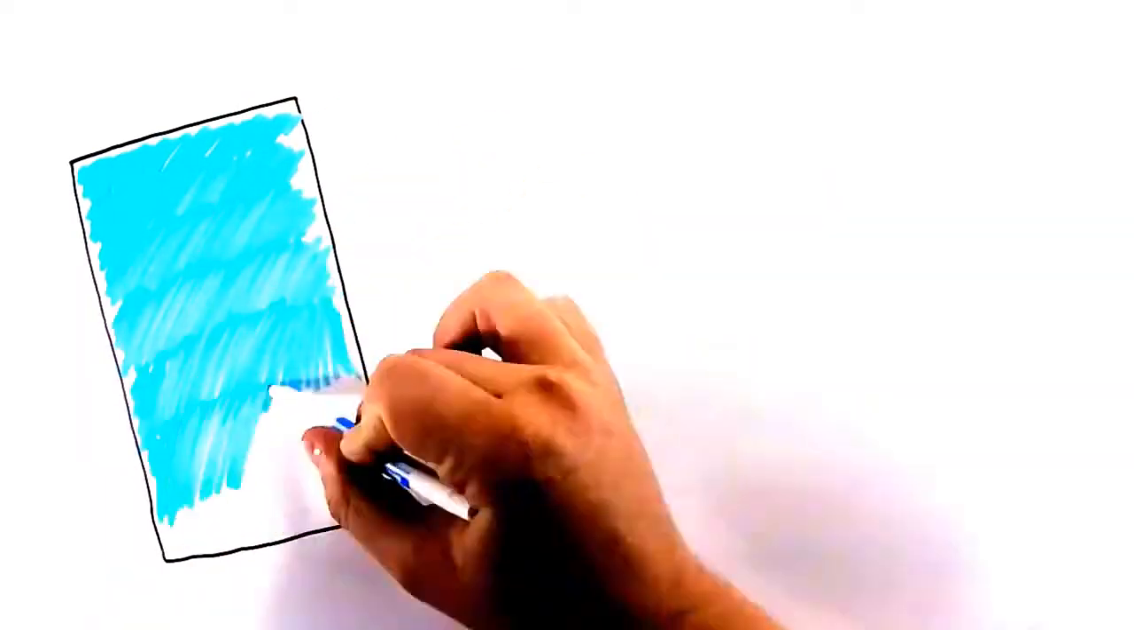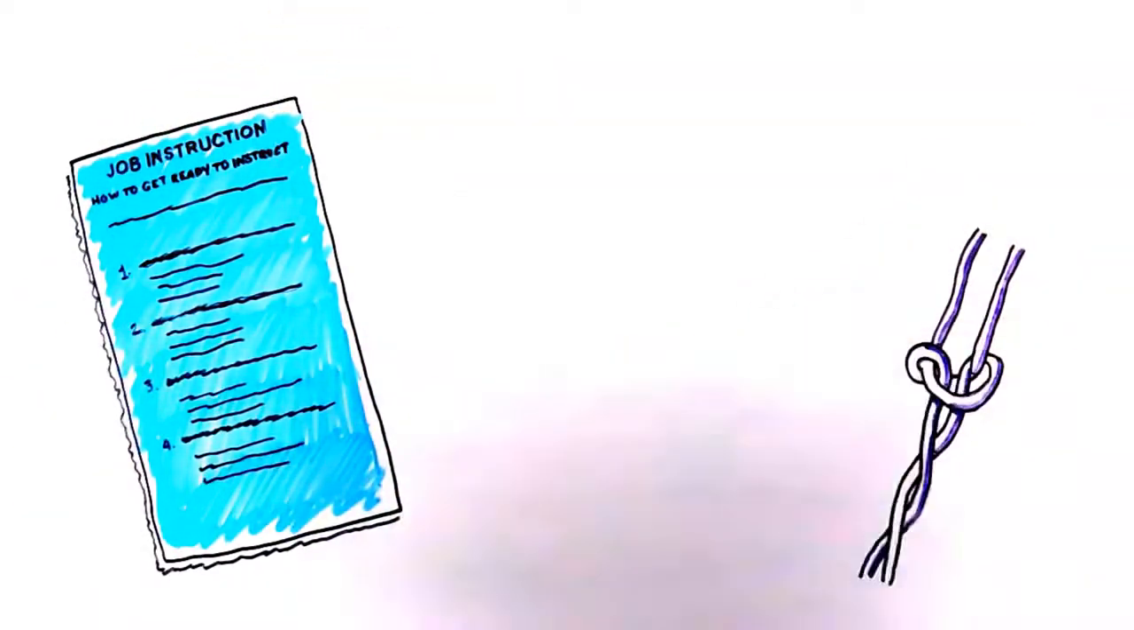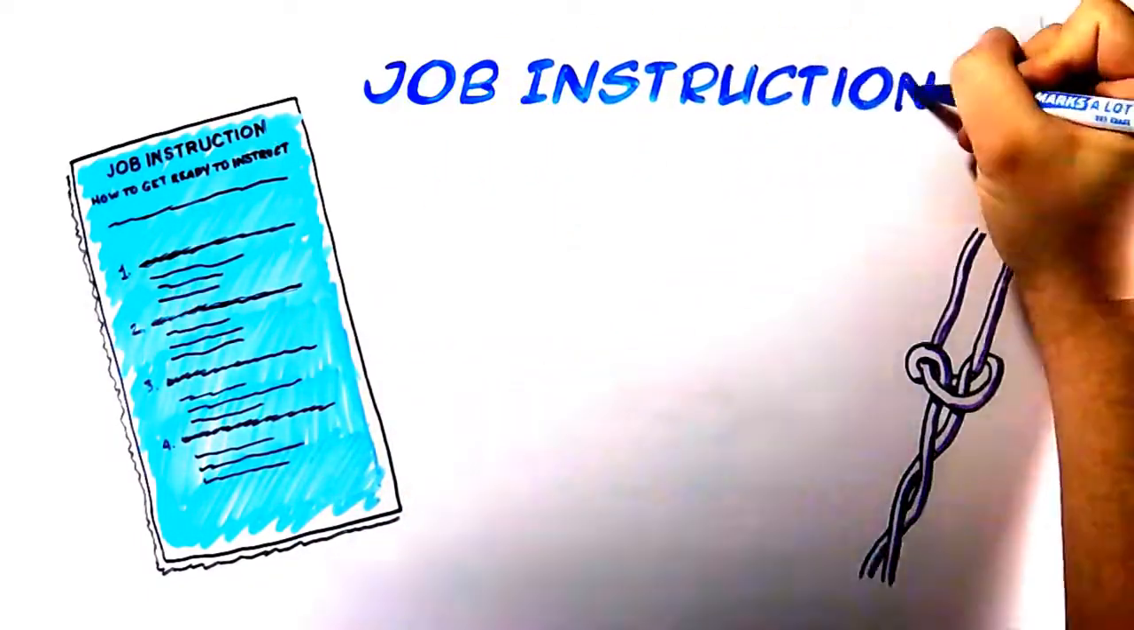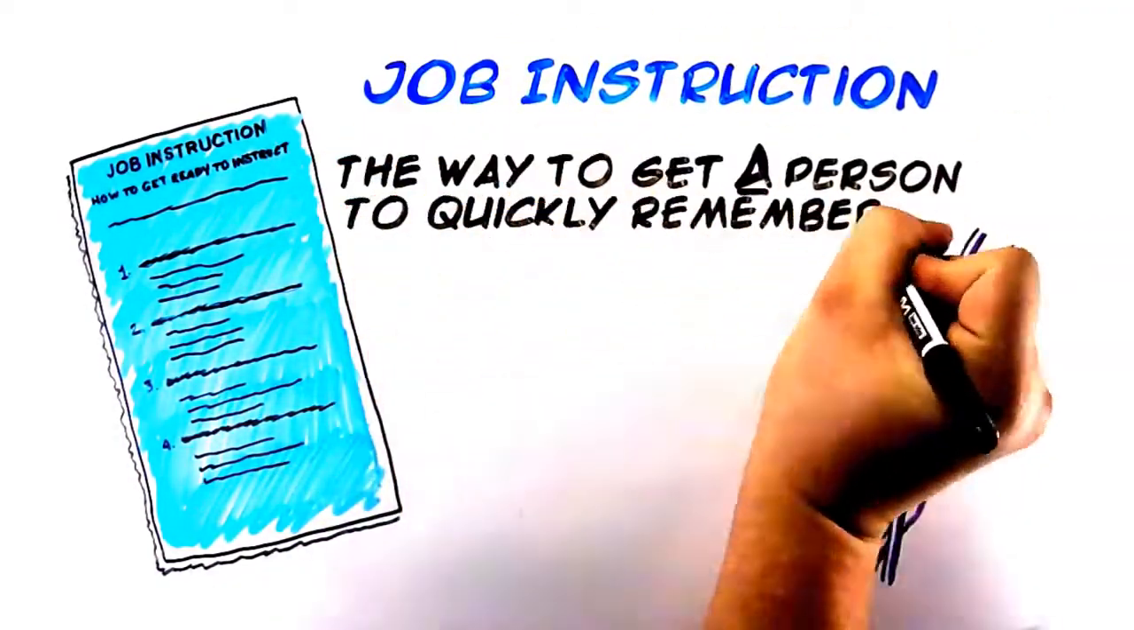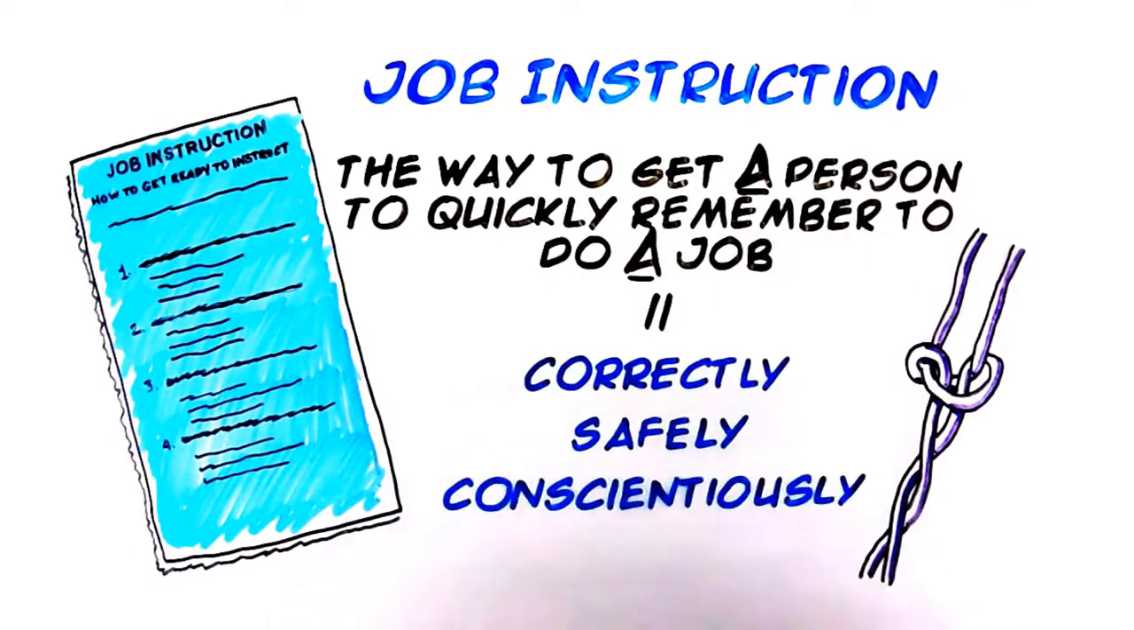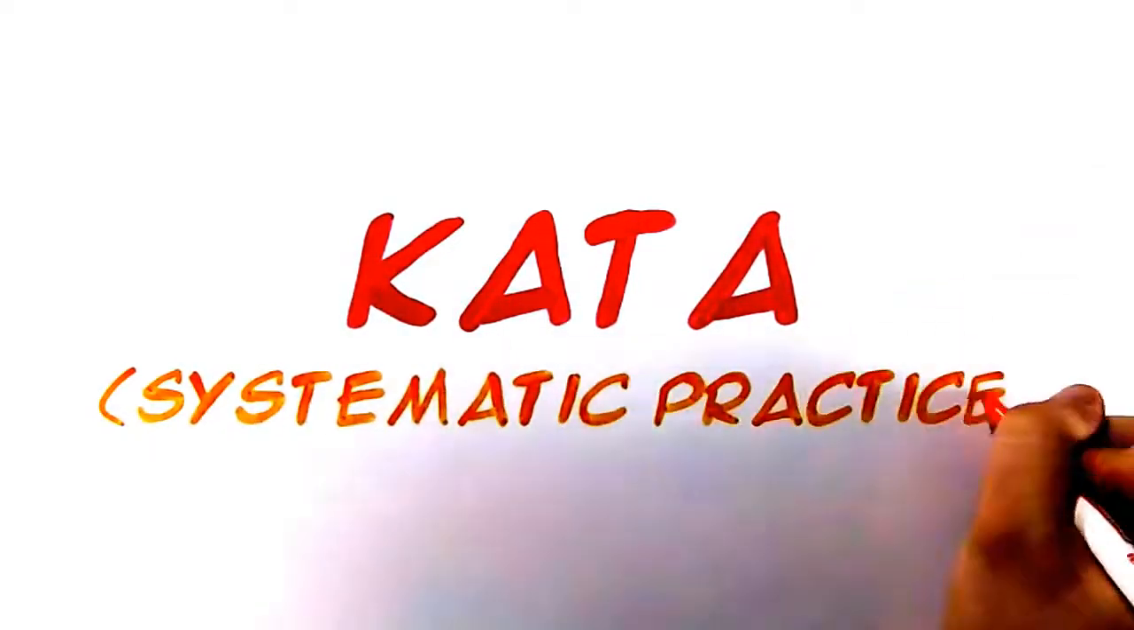One aspect, however, that hasn't changed much over the years is the use of job instruction. Job instruction is still utilized, much as it originally was, to continue to train employees correctly, safely, and conscientiously. In part, JI gave birth to kata, which is the discipline of practicing standard work the same way every time.